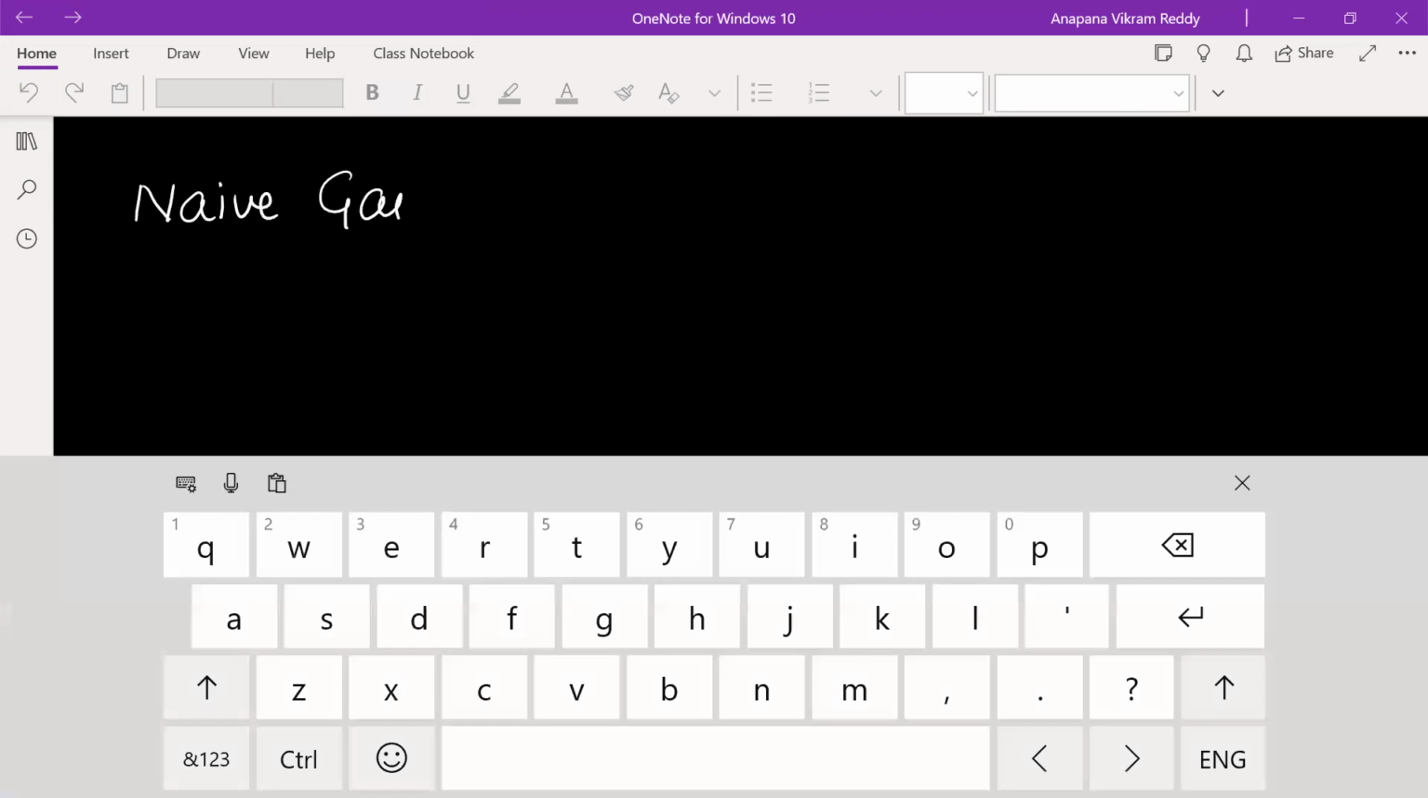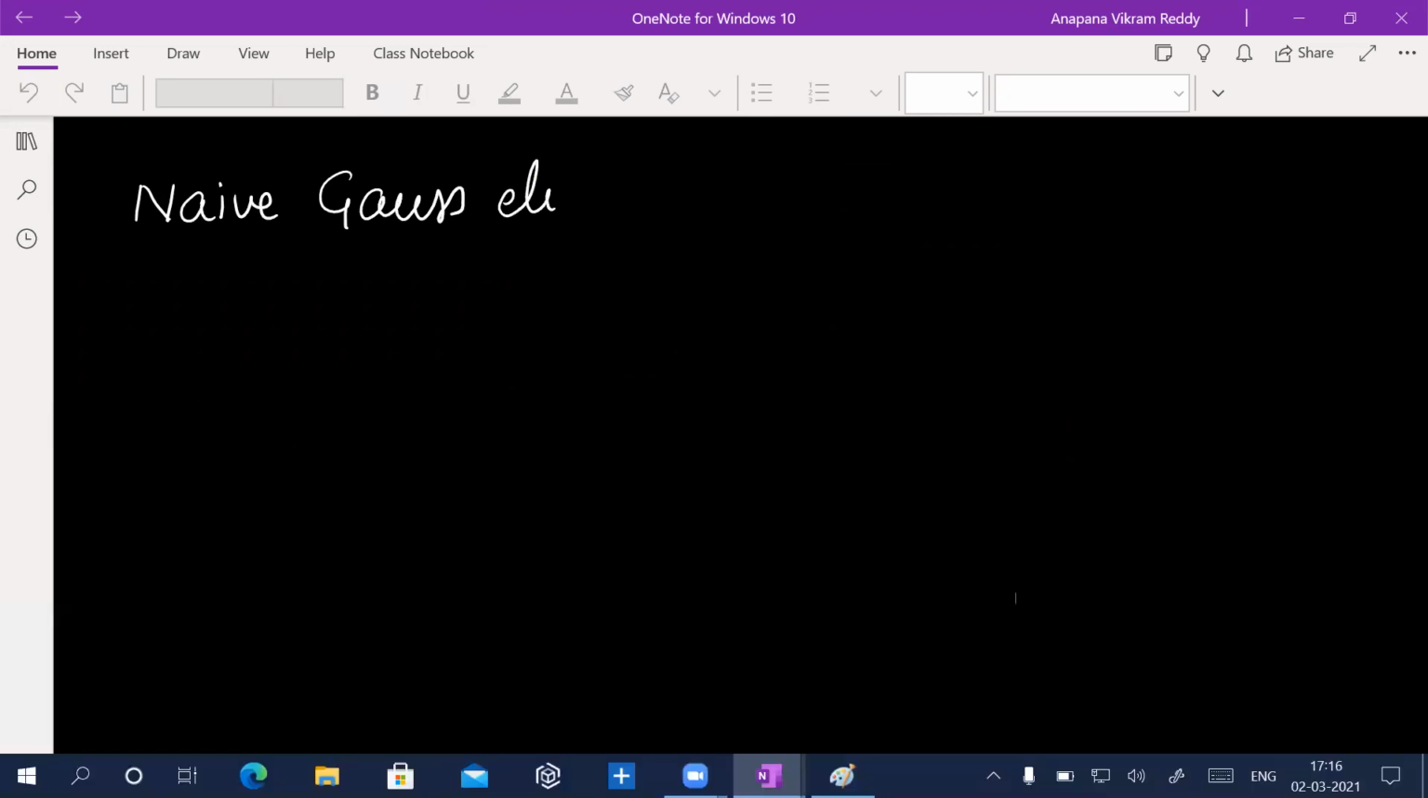We will discuss the naive Gauss elimination method to solve a system of linear equations. So, naive Gauss elimination method.